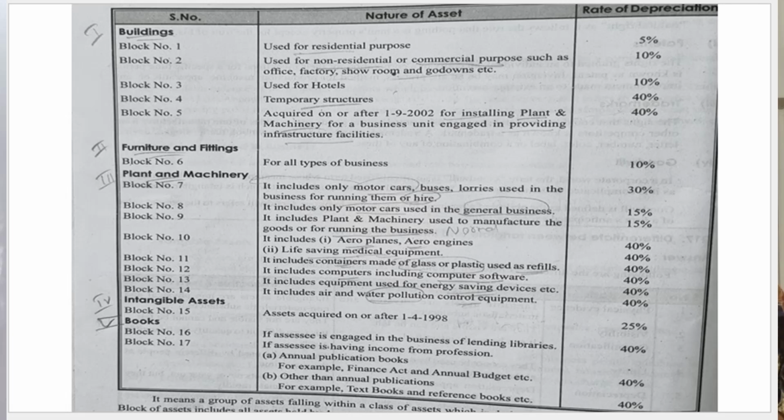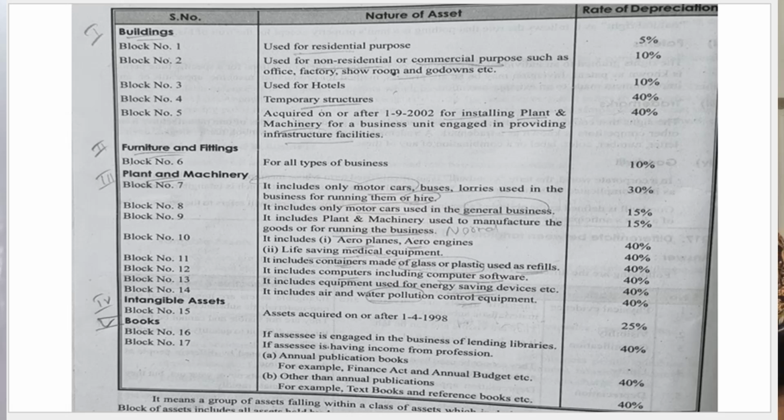Block 2 mentions the same building used for non-residential or commercial purpose such as office, factory, showroom and godowns, etc. For that, depreciation allowed is 10%. Residential 5%, non-residential 10%. Now block number 3 of building, used for hotels. This building is used for hotel, so 10% is allowed. Block number 4 is temporary structure. Temporary structure means for buildings, temporary something you are arranging. For that purpose 40% allowed.